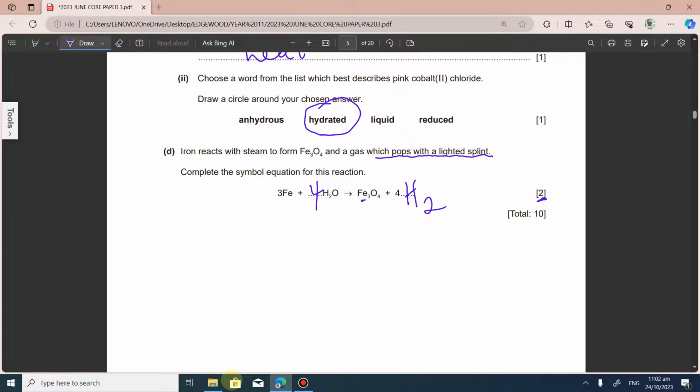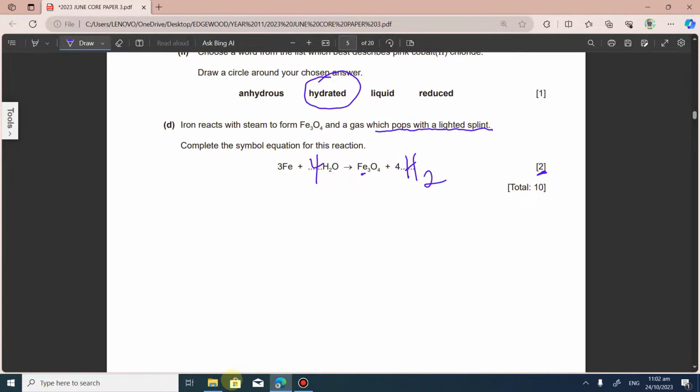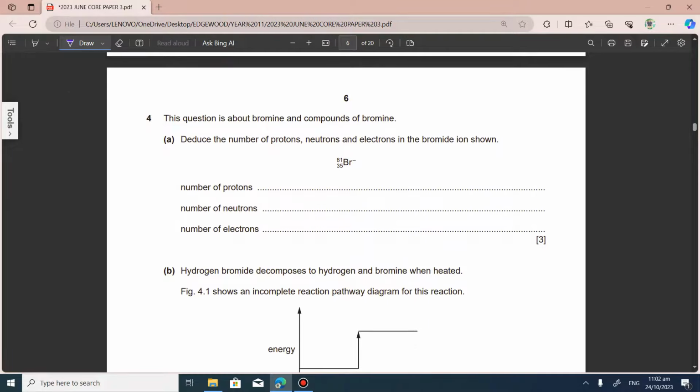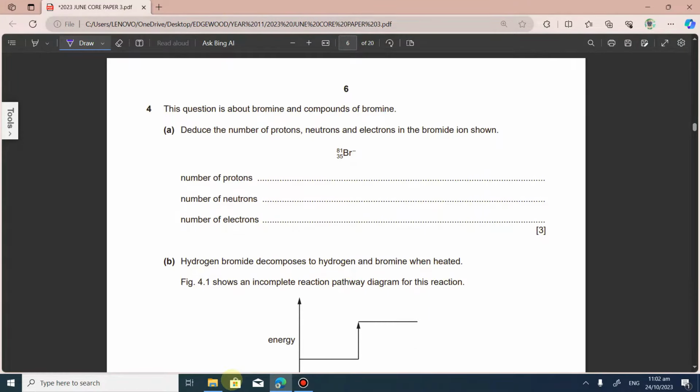So looking at the information in the question should give an idea of what the answer should be. This is under test for gases, so it's still under experimental techniques and design. So now this is another question. The question is about bromine and compounds of bromine. Deduce the number of protons, neutrons, and electrons in the bromide ion shown.